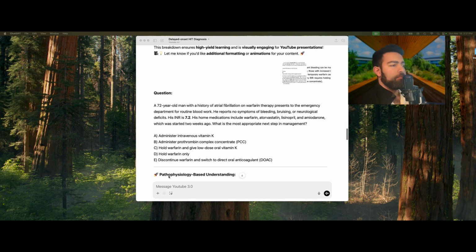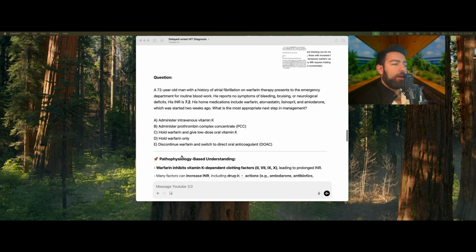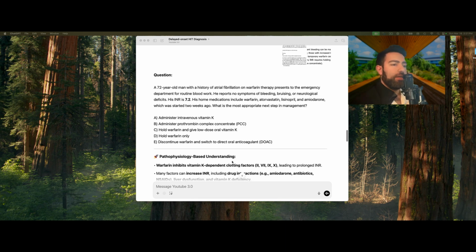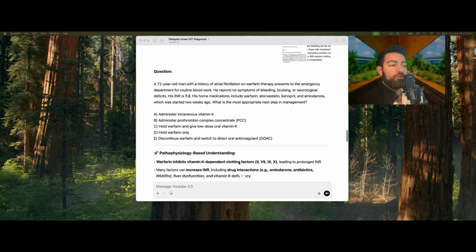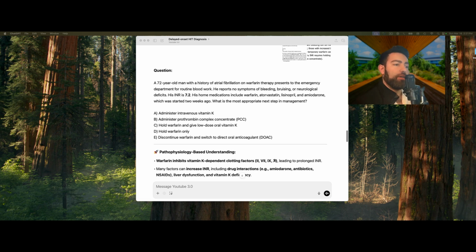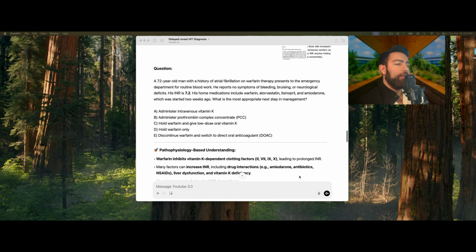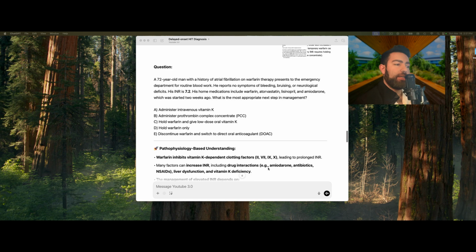All right. So this is a question about warfarin, right? And a patient that is supratherapeutic with his INR. Warfarin inhibits the vitamin K dependent clotting factors 2, 7, 9, and 10, leading to a prolonged INR. Many factors can increase the INR, including drug interactions, one of which here was the amiodarone. There could also be antibiotics, NSAIDs, liver dysfunction, or someone with vitamin K deficiency.